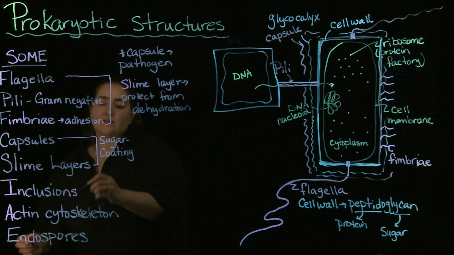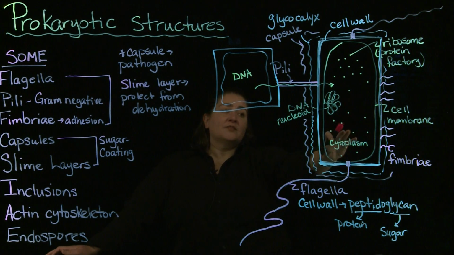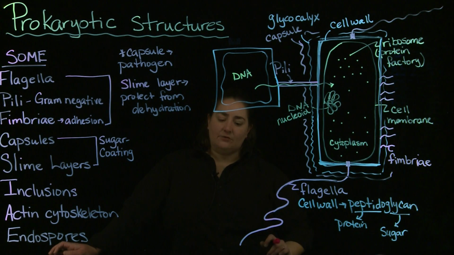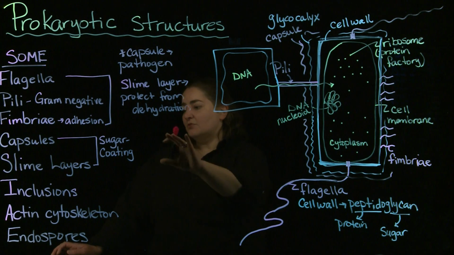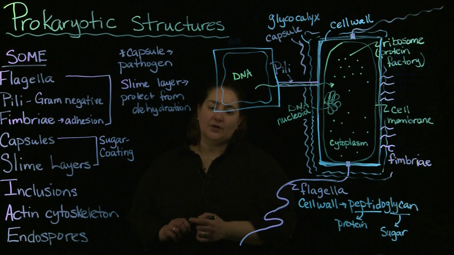So the slime layer is there to kind of protect the bacteria from the elements, from all of the cytoplasm leaking out. All right? So those kind of go together. Our last groups are all a little bit different from one another.